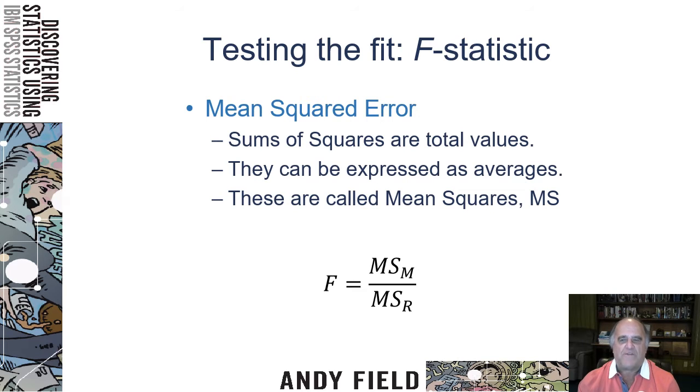But what we really do, of course, is we calculate our mean squared errors first. Sum of squares are total values. We want to calculate sort of averages or mean squares. So we divide by the degrees of freedom to get our mean squares. And then our F value, or F ratio, is going to be the mean square for the model divided by the mean square for the error term. And that'll give us our F ratio. Then we can determine the significance of that F ratio.